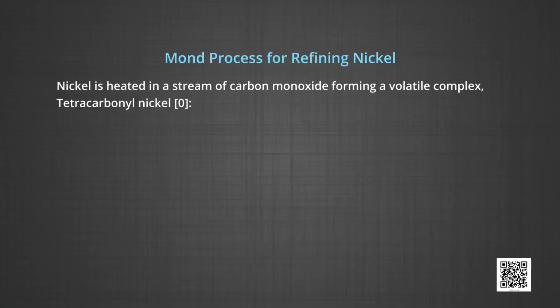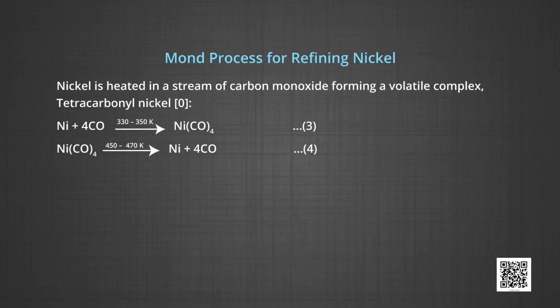In this process, nickel is heated in a stream of carbon monoxide forming a volatile complex, nickel tetracarbonyl. So, nickel plus carbon monoxide when heated at 330 Kelvin to 350 Kelvin form tetracarbonyl nickel. The carbonyl is subjected to higher temperature so that it is decomposed giving the pure metal. Tetracarbonyl nickel when heated to 450 to 470 Kelvin decomposes to give nickel and carbon monoxide.